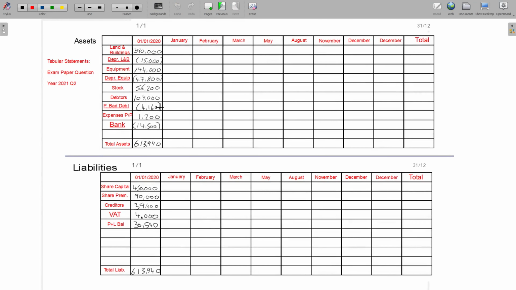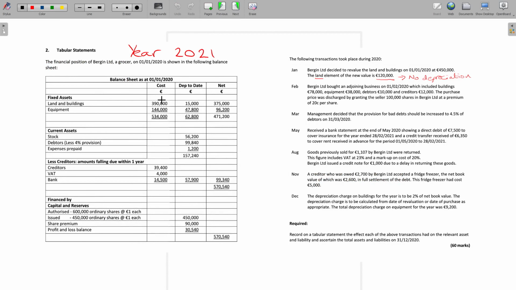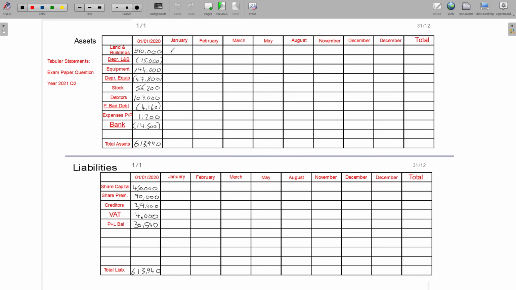So to answer that question, we are going to have to increase our land and buildings by 60,000. So land and buildings is going to increase 60,000. And whenever we revalue anything, or fixed assets, we always have to empty out the depreciation. So 15,000 has to be a positive amount. And then that means that net depreciation of land and buildings will be 0.